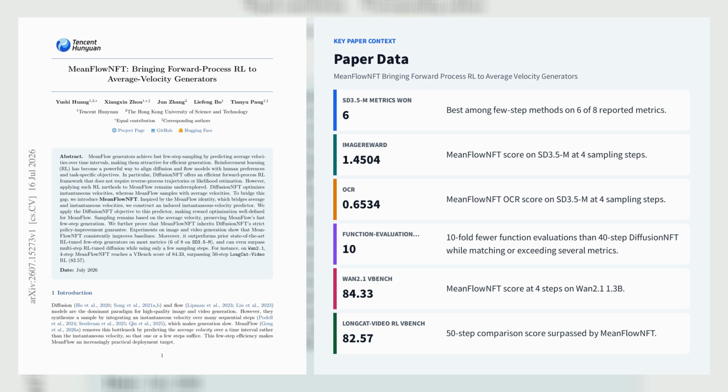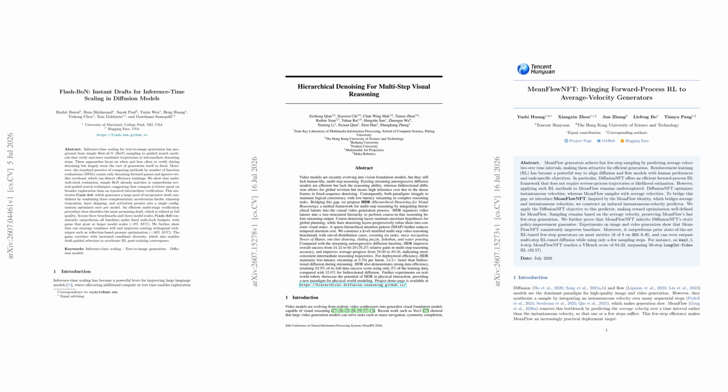On video, 4-step MeanFlowNFT reaches a VBench score of 84.33 on WAN2.1 13B, surpassing the 50-step Longcat Video RL score of 82.57, demonstrating that forward process RL can improve quality without sacrificing few-step generation efficiency. That's a wrap on today's AI paper highlights. Thanks for watching.